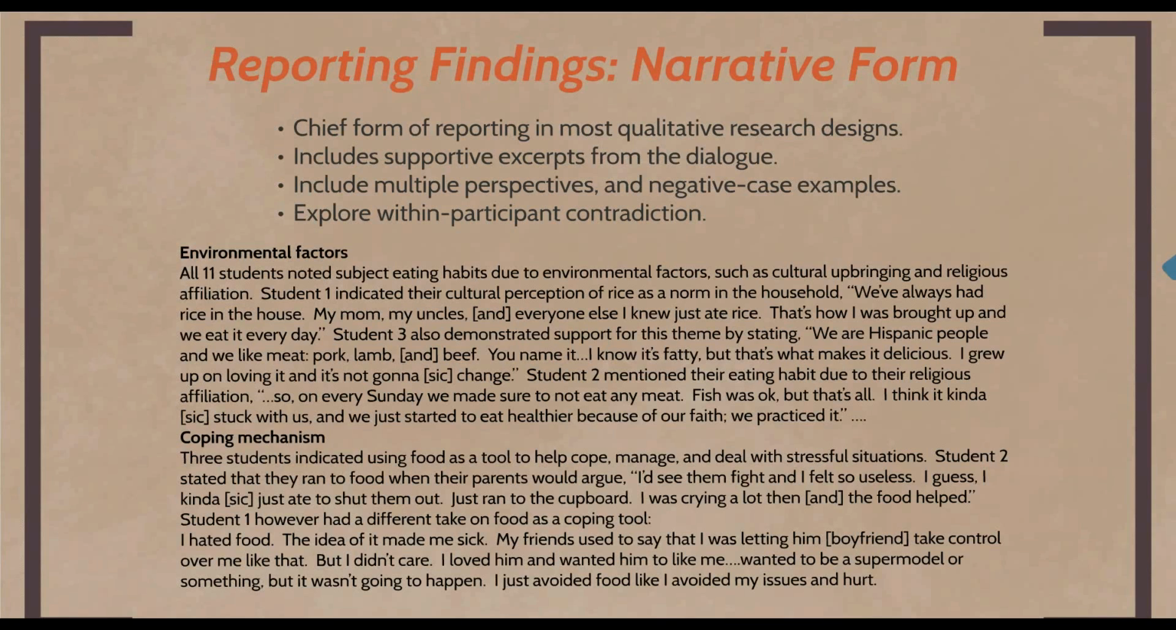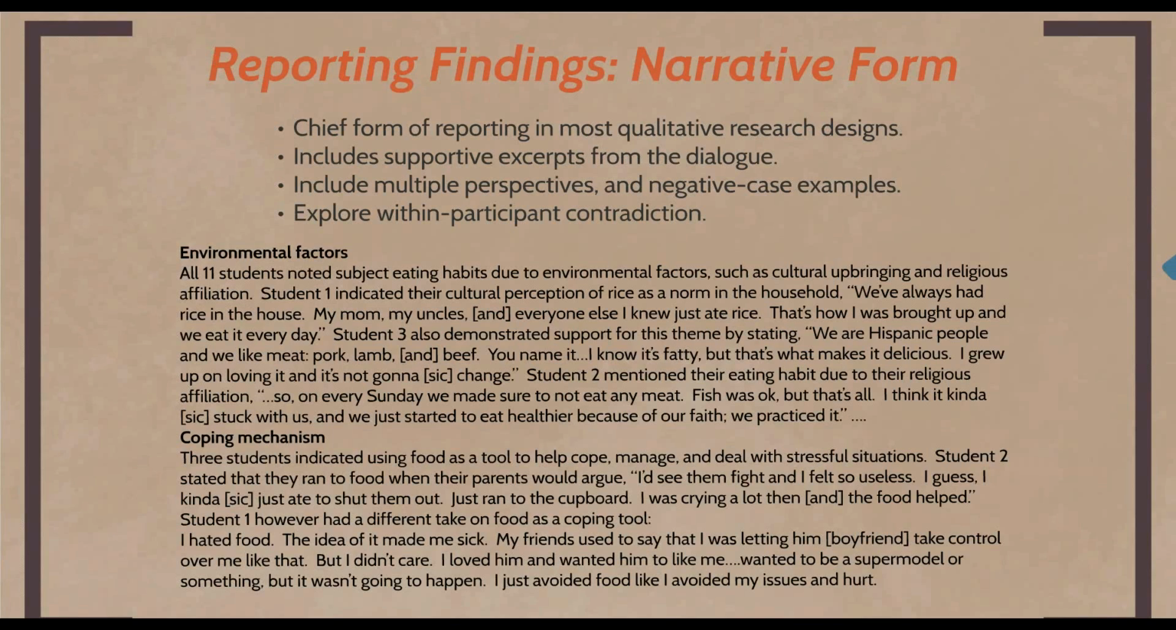So, as you can see, we have 2 examples: environmental factors. And he's saying 11 students in the file noted that their eating habits were due to environmental factors. And they talk about student 1 that the perception of rice is a norm. Their quote was, "We always had rice in the house, my mom, my uncle." You can see the "and" is there because the student didn't say "and." So they put that in there to make it clear, and they put it in brackets so you would understand that word is inserted. "Everyone else I knew just ate rice. That's how I was brought up, and we eat it every day."